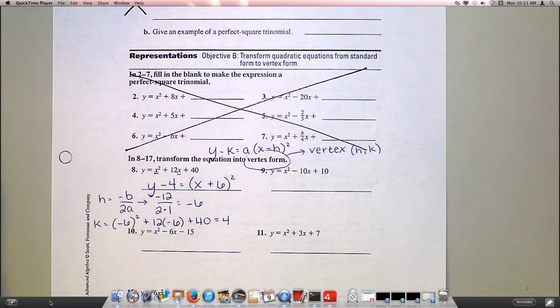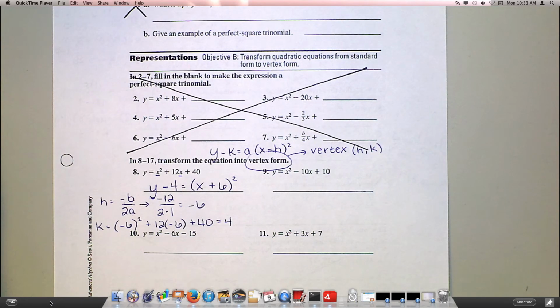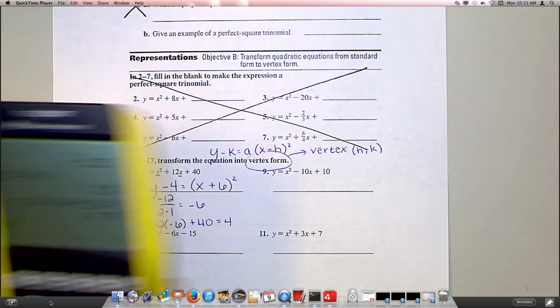Let's see. H would be negative 1.5, and K I believe would be 7.25. Let me check. Negative 1.5 squared plus 3 times negative 1.5 plus 7. Oh, wait a second. I got 4.75 this time.